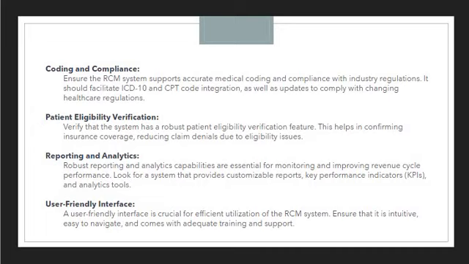Then we have patient eligibility verification. Verify that the system has a robust patient eligibility verification feature. This helps in confirming insurance coverage, reducing claim denial due to eligibility issues. Okay, so you can see that it is our initial phase, right? So at the beginning itself, there should be some features provided by the system that will help us in eligibility verification.